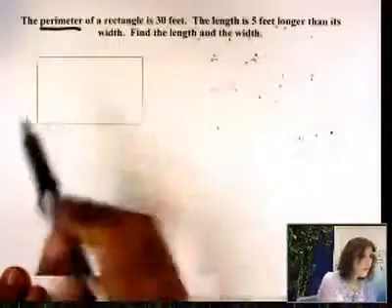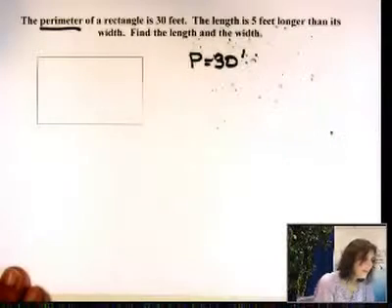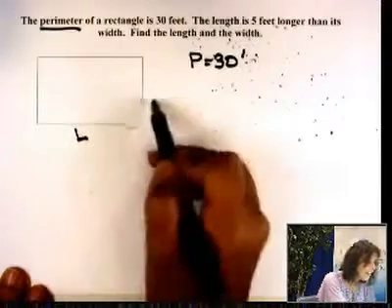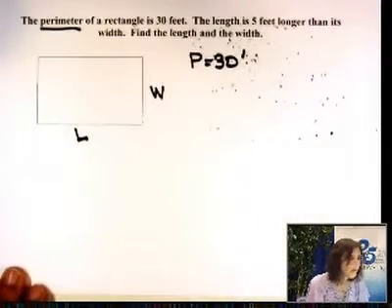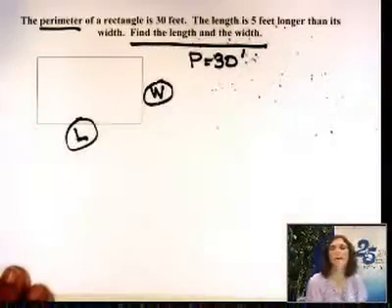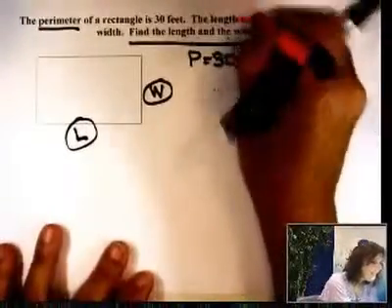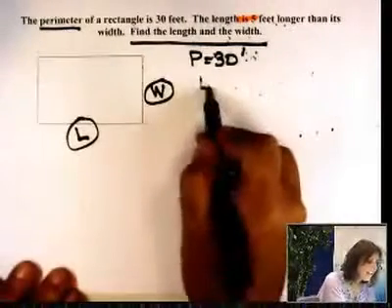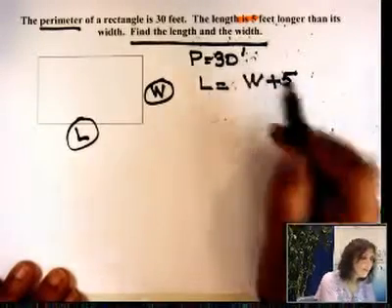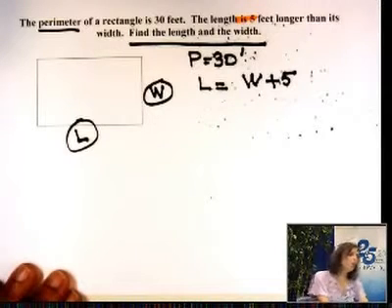Perimeter, okay, that means all around. I can write it down. 30 feet. The length is 5 feet longer than its width. So that means we are talking about a length. And we are talking about a width. Find the length and width. Okay, here's the length and here's the width. All right, let's go. Now go find the word is. Length is. Length is 5 feet longer than its width. Very good.